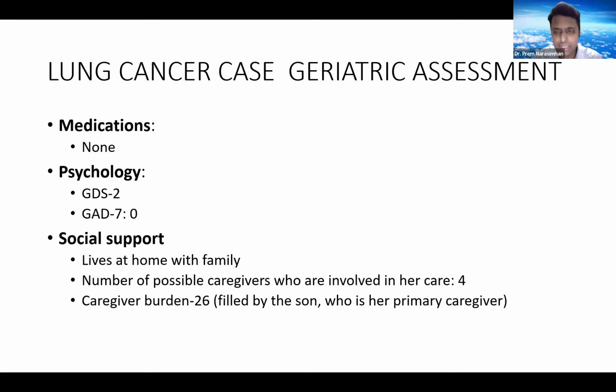So just coming to that point, luckily she didn't have any medication, which is quite rare. Psychologically, she's okay. She has a GDS of 2, which on the short scale would be bad, but on the full scale it's okay. Then social support: she lives at home with family. Number of possible caregivers is around 4. Caregiver burden was 26, but was filled by the son, who's obviously the primary caregiver.